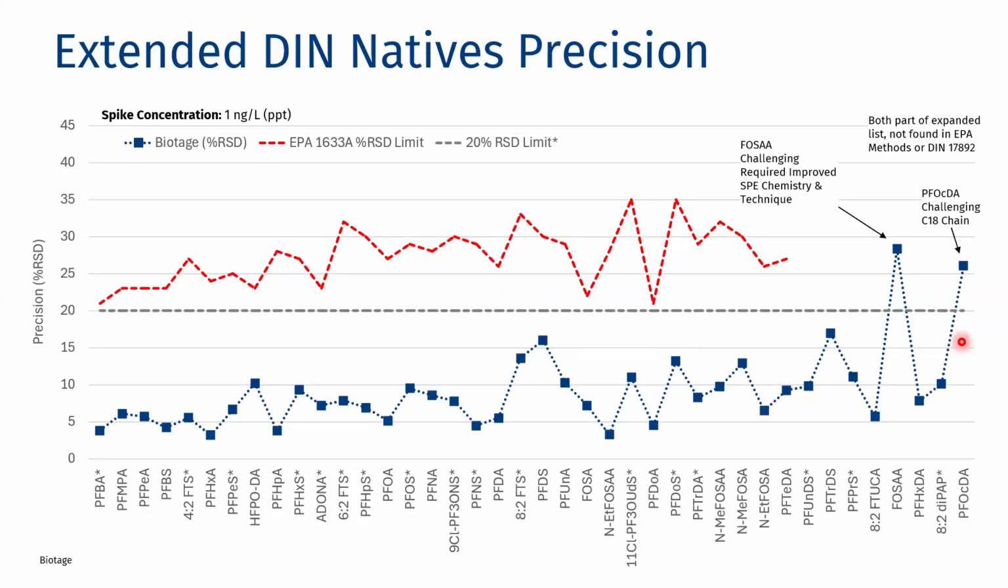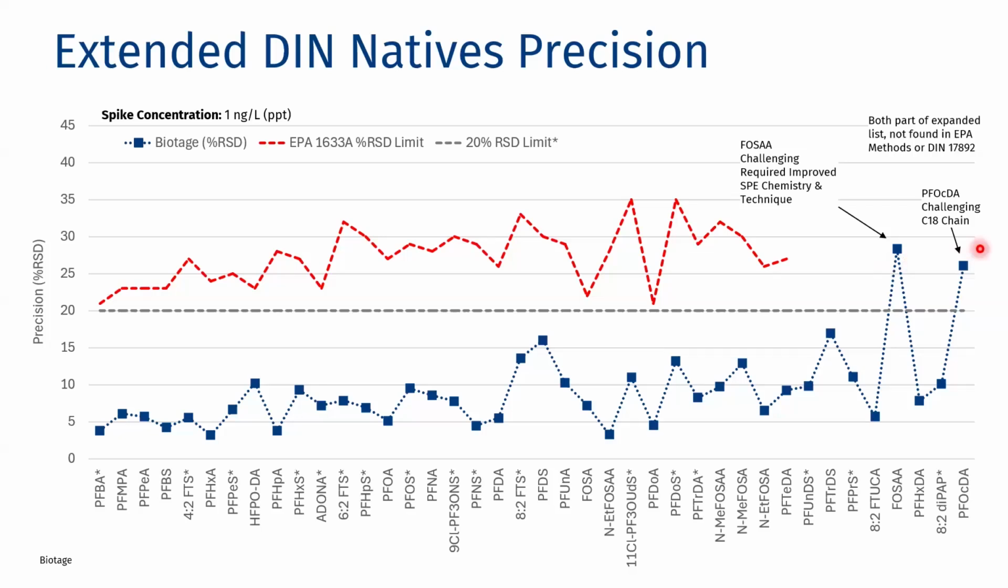Now, when we look at the extended DIN natives precision, again, this is at 1 nanogram per liter, so a pretty low level spike compared to the 1633. You can see that the 1633A compounds that are found in this extended method, the RSDs fall well below that. Now, the 20% RSD that we added for a little bit more of a challenge, again, the FOSSA A, which we kind of just talked about, it was outside of that 20% RSD.